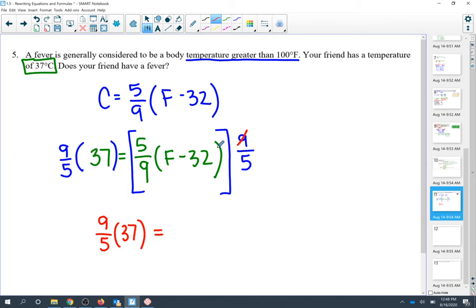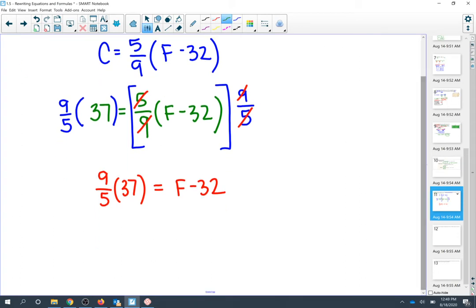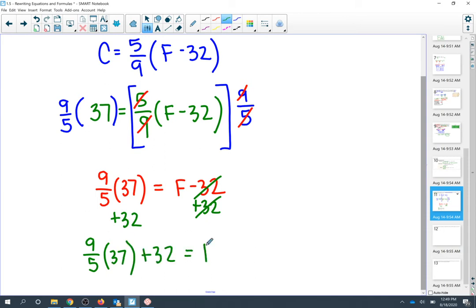Now, the 9 in the numerator will cancel the 9 in the denominator. The 5 in the numerator will cancel the 5 in the denominator. Then the only thing we have left is our F minus 32. And because it's the only thing that's left over here, you don't really need the parentheses. Now, we're trying to get F by itself. The last thing I have to do is add 32. Over here, we have 9/5 times 37 plus 32. Because this 9/5 is here, you cannot add 37 to 32 because at the moment, multiplication, if you think about your order of operations, would have to come first. So please just write 9/5 times 37 and then plus 32 equals F.